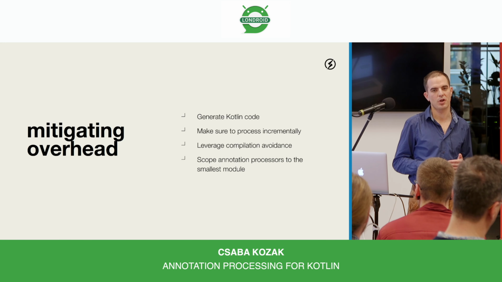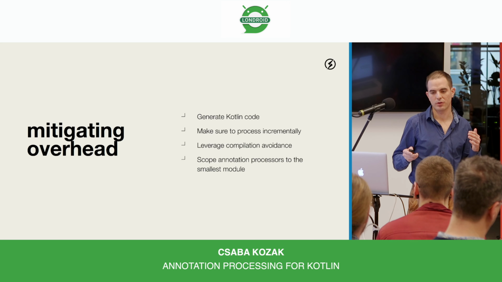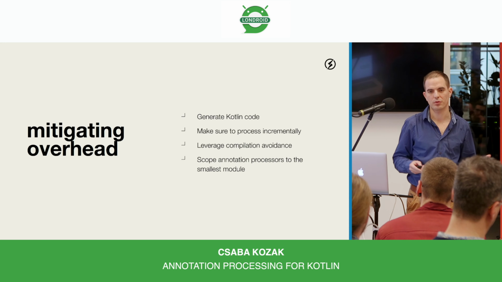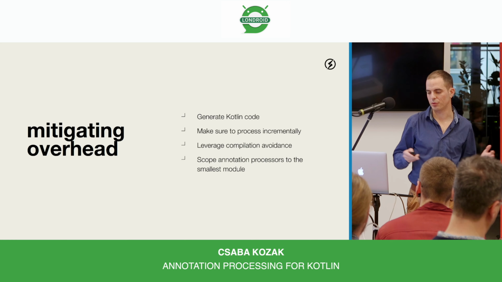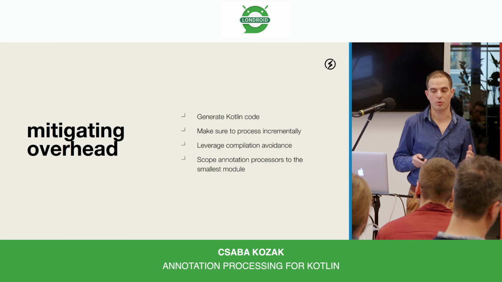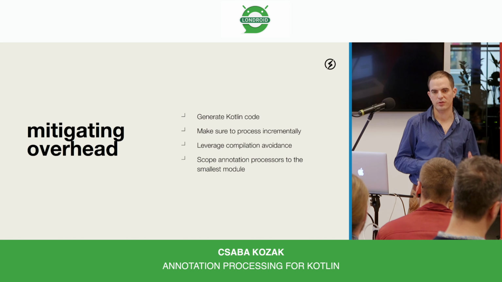You can leverage compilation avoidance, and you can scope the annotation processing to the smallest module. This can be useful because the Java stub generation is done for all of your source code. Even if the source code or classes do not include annotations, stubs are still generated from them. So to have a smaller build time, you can move the annotation processing code to a smaller Gradle module. This means that only a part of your Kotlin code will be read and have stubs generated from it.